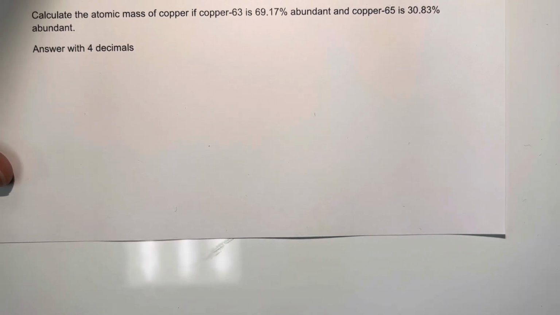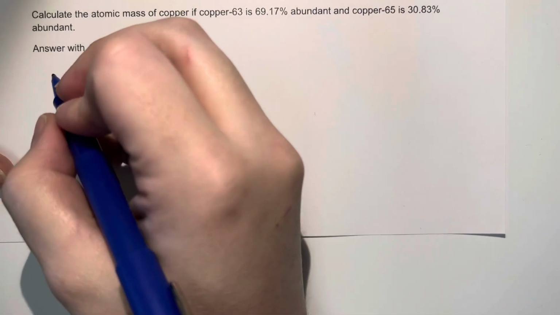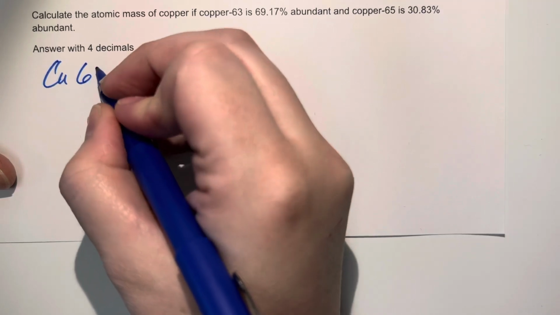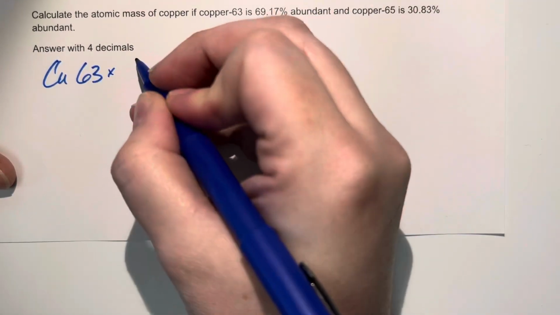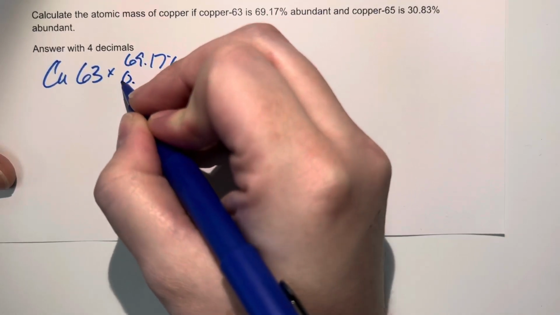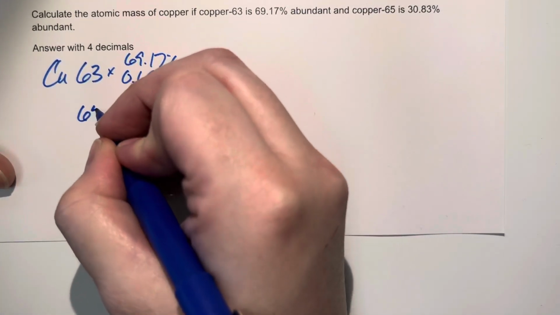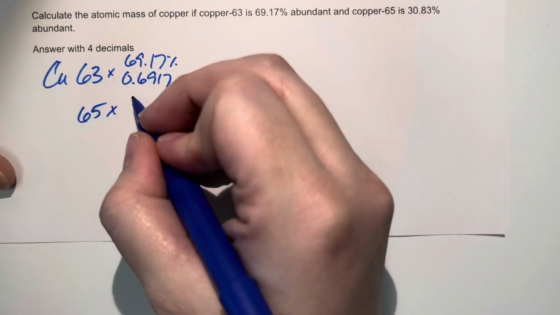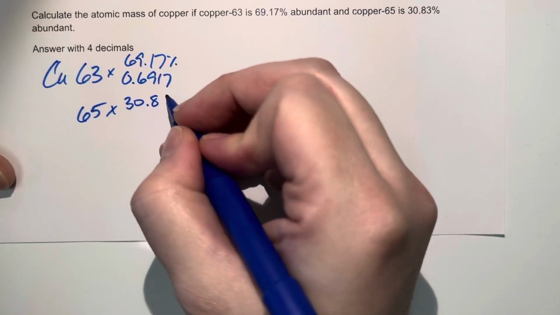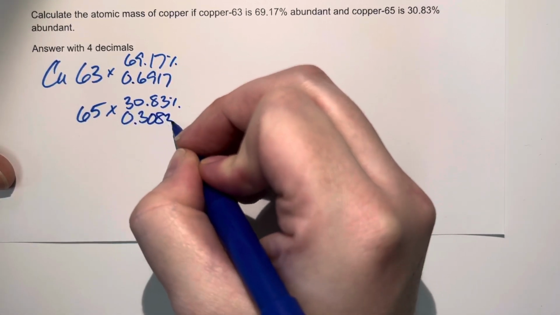Calculate the atomic mass of copper if copper 63 is 69.17% abundant and copper 65 is 30.83% abundant. So copper 63 times 69.17%, moving the decimal over twice, is 0.6917. And copper 65 is at 30.83%. Moving the decimal over twice would be 0.3083.